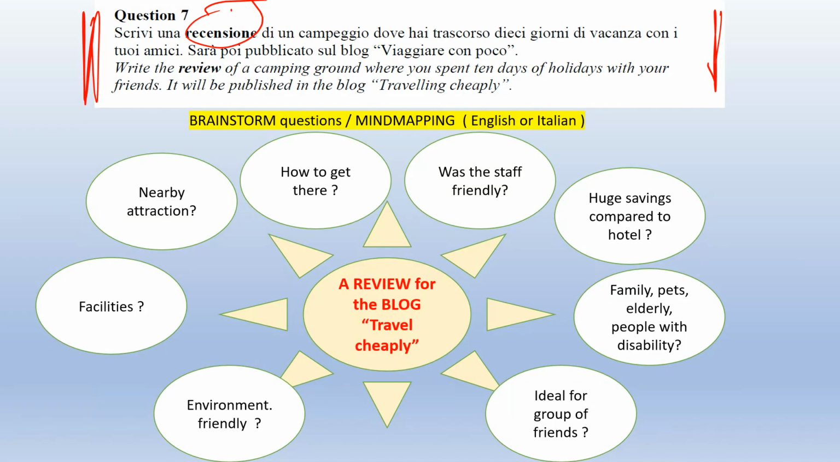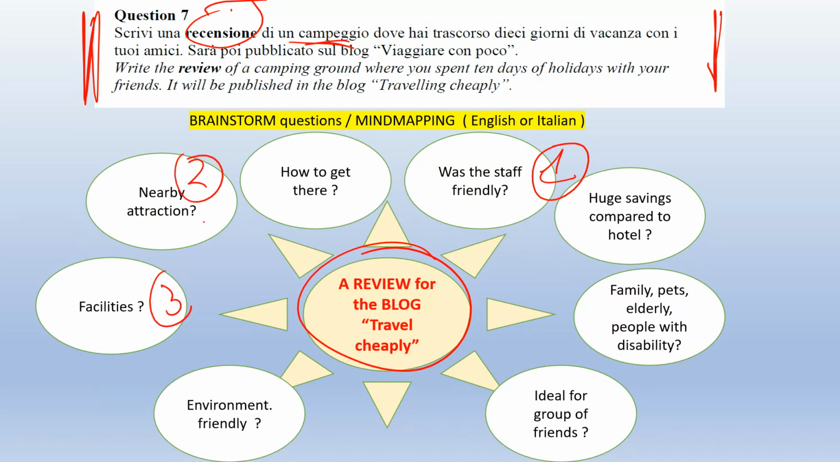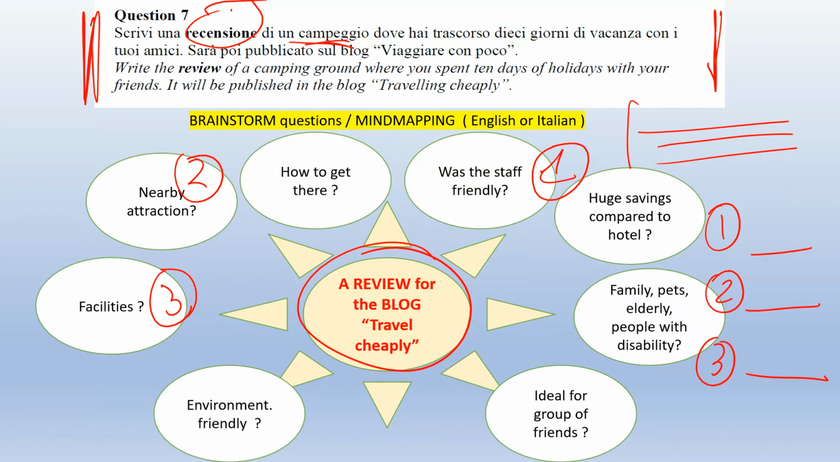You're writing a review of a camping ground, un campeggio. So first you got to do your mind map or your brainstorming. Which aspect are you going to talk about? Are you going to talk about the cleanliness? Are you going to talk about the staff? Are you going to talk about the attractions? Once you have identified the 3 or 4 areas that you are going to describe, then you start with your introduction. You do your description, your information, and obviously you got to decide whether you want to highlight the positive or if you want to highlight some negatives in this case.